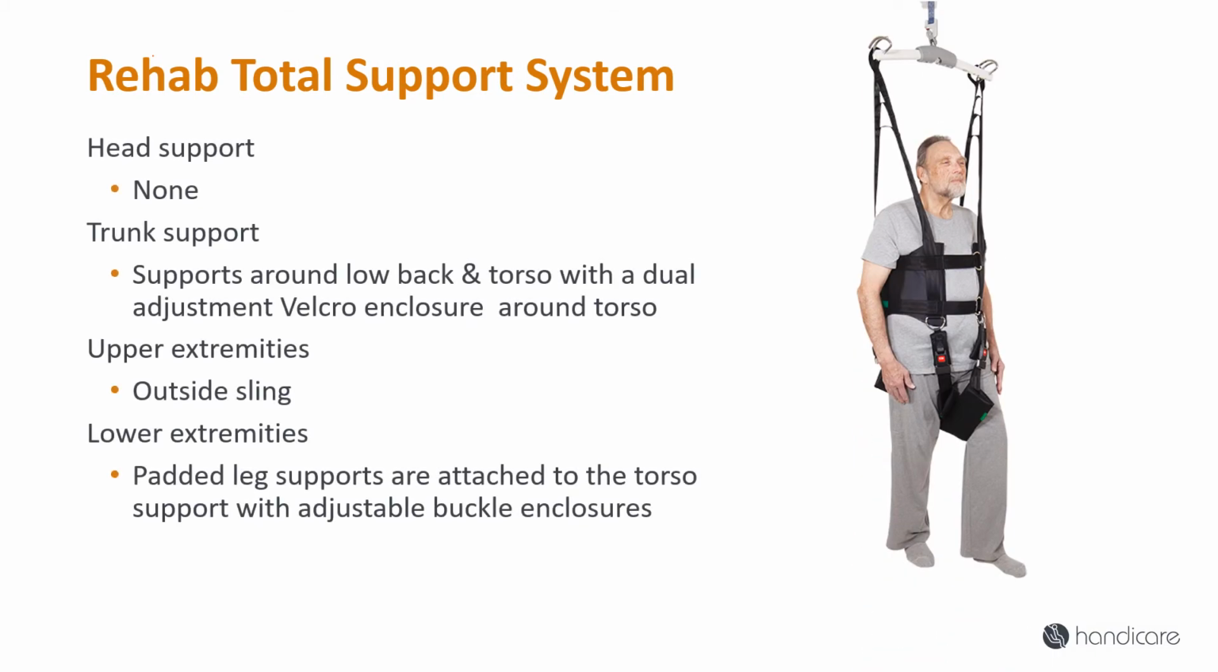Lastly, the Rehab Total Support System is constructed in a padded polyester fabric for user comfort with a safe working load of 800 pounds. The sling provides support around the torso with dual adjustable Velcro enclosures, with the padded leg harness attached to the torso support via adjustable buckle enclosures. Again, for sizing, the resident's waist circumference will be required.